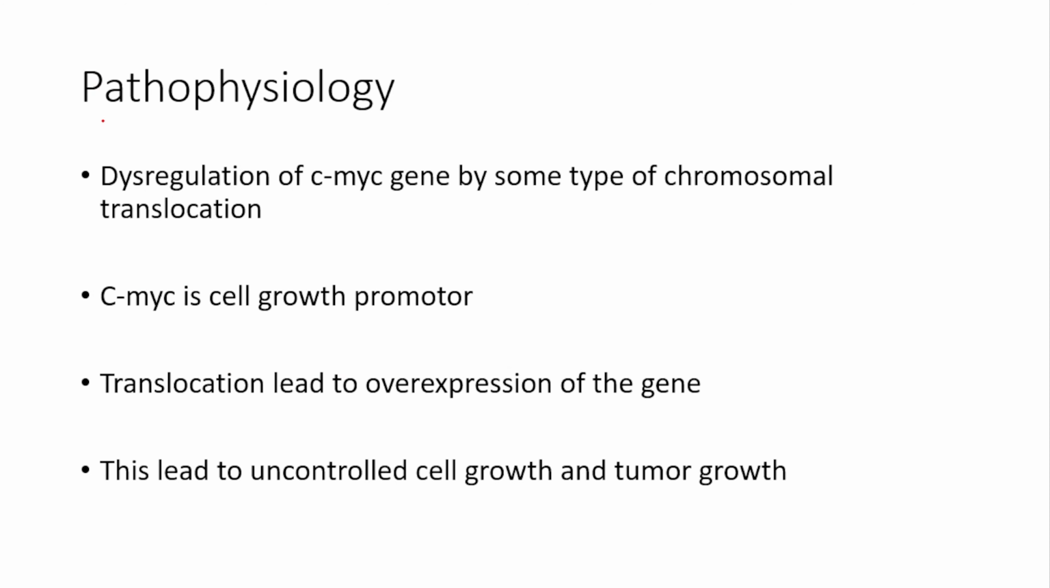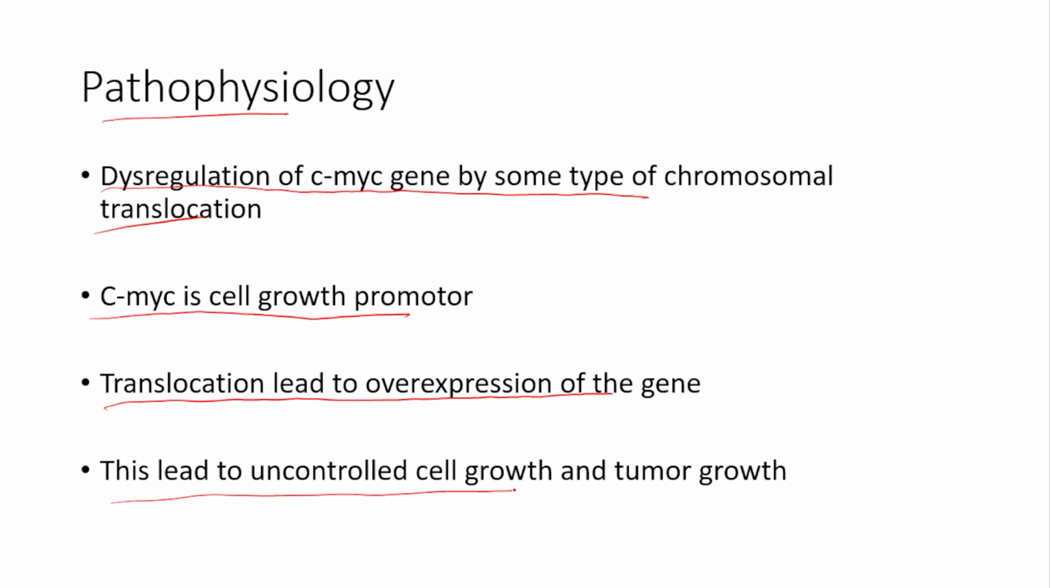The pathophysiology of Burkitt lymphoma is that there is dysregulation of the c-Myc gene by some type of chromosomal translocation. The c-Myc is a cell growth promoter, and translocation leads to overexpression of this gene. When you overexpress this gene, this would lead to uncontrolled cell growth and tumor growth.